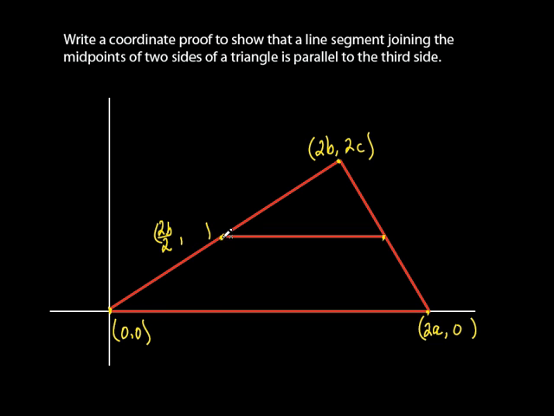So what's the coordinate of this point? It would be b, wouldn't it? Because if this is 2b, this is halfway in between, so this would be b. Let's make this a little bigger so it's not all scrunched in there. So that would be b.